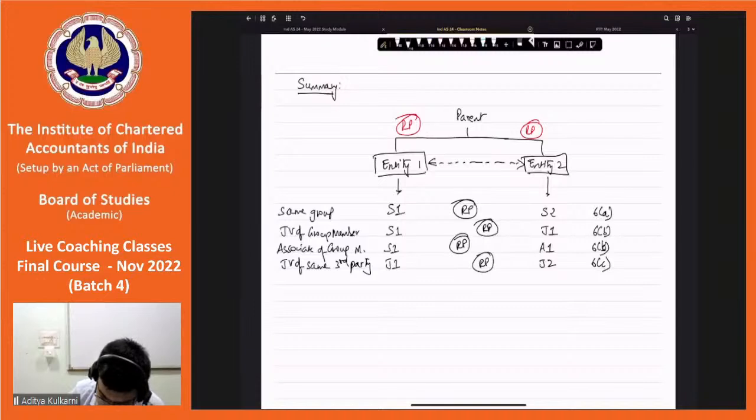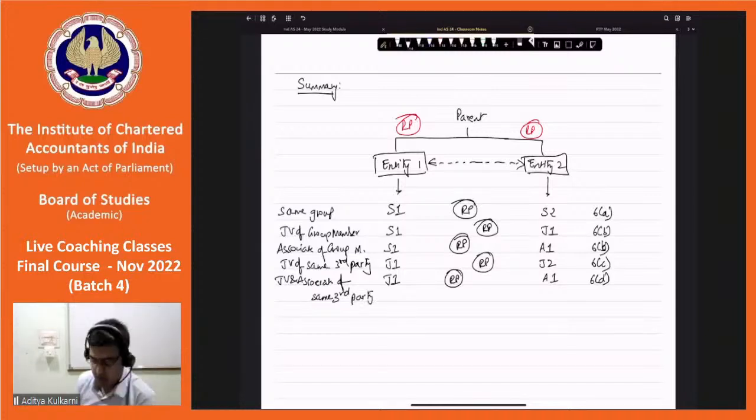Next one is J1, A1. Are they related parties? Yes. This is by virtue of 6D. JV and associate of same third party. J1 and A1.